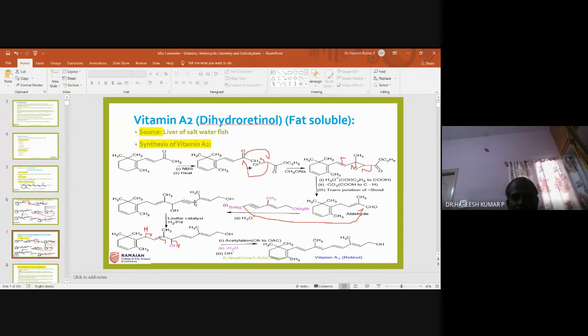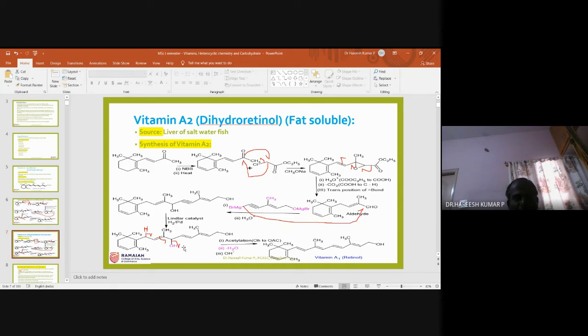Now there is a triple bond. This triple bond gets converted into double bond by treating with Lindlar catalyst. Lindlar catalyst is nothing but a hydrogenation in presence of palladium. So this triple bond gets converted into double bond.